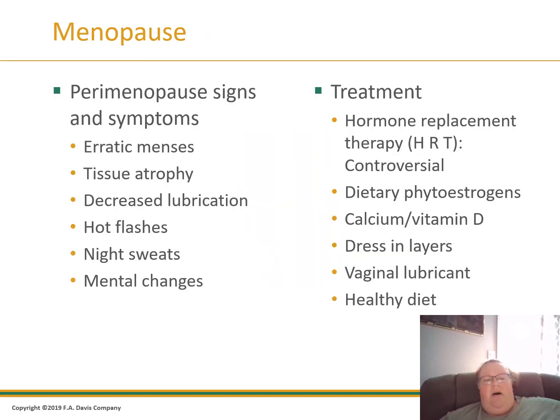All right, so menopause: perimenopausal signs and symptoms. You have erratic menses, tissue atrophy, decreased lubrication, hot flashes, night sweats, and mental changes. Your treatment is hormone replacement therapy, which is controversial because of the increased risk of breast cancer. There are dietary phytoestrogens, and then there's calcium, vitamin D, dress in layers, vaginal lubricants, and a healthy diet.